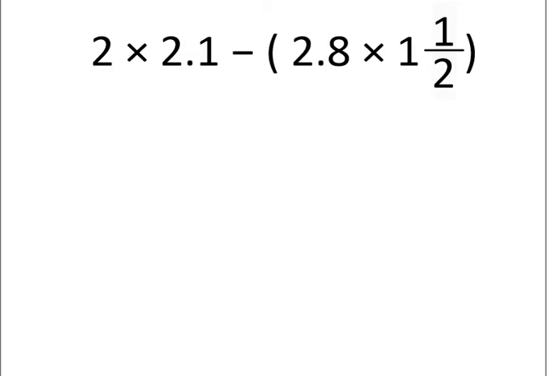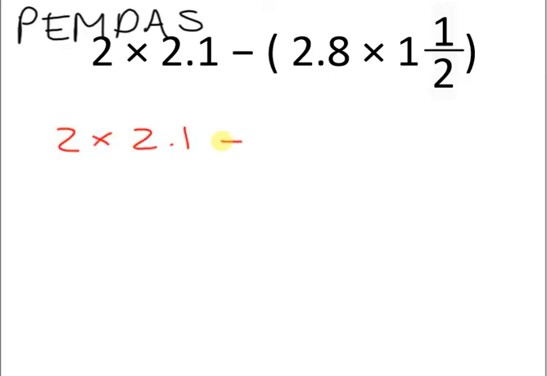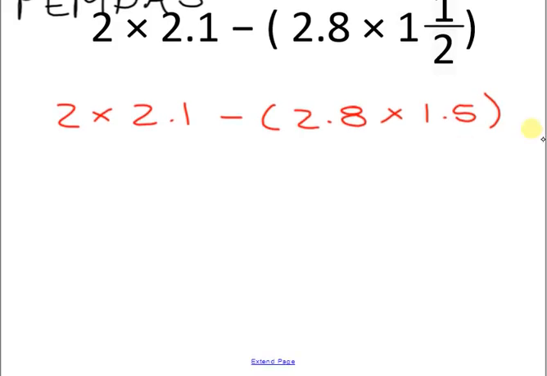Alright, so here's another problem. This one also can easily change into decimals because 1/2 can easily change into 0.5. So I'm going to go ahead and write my PEMDAS at the top. Okay, and then let's go ahead and change into decimals. 2 times 2.1 minus 2.8 times 1 and 1/2 as a decimal is 1.5. Alright, so I do have parentheses and I need to go ahead and take care of those first.